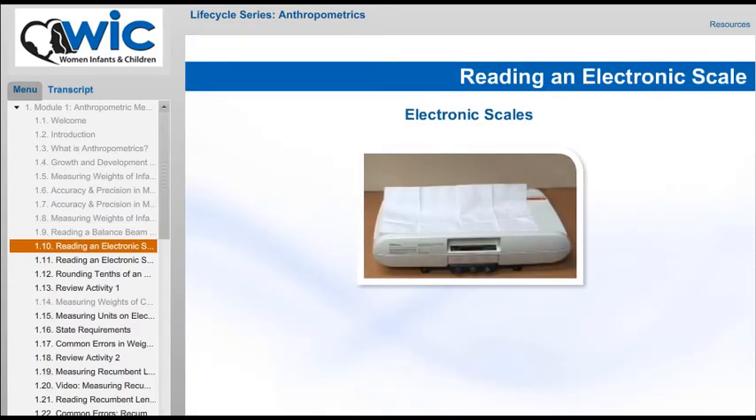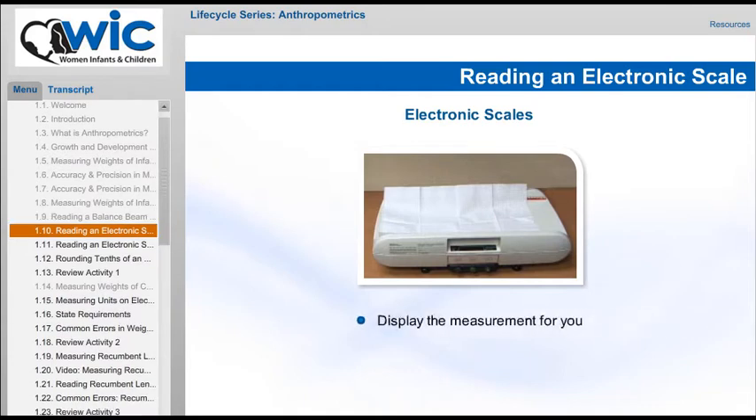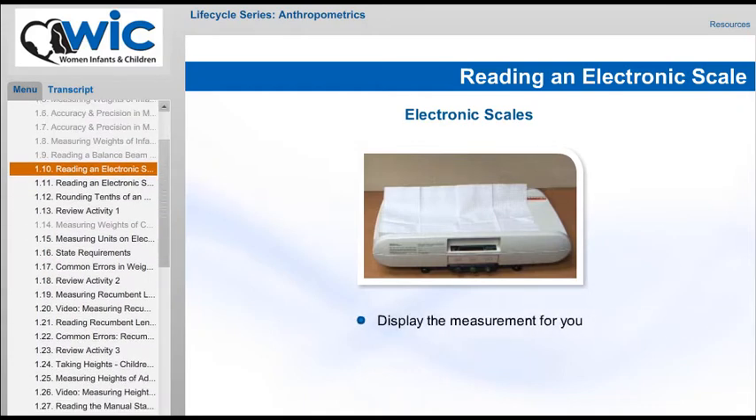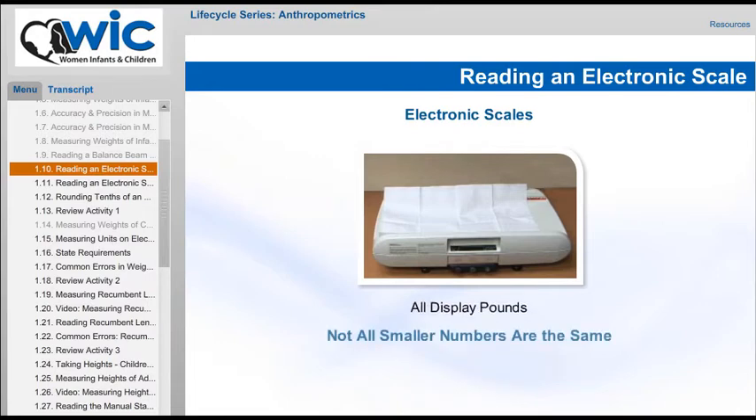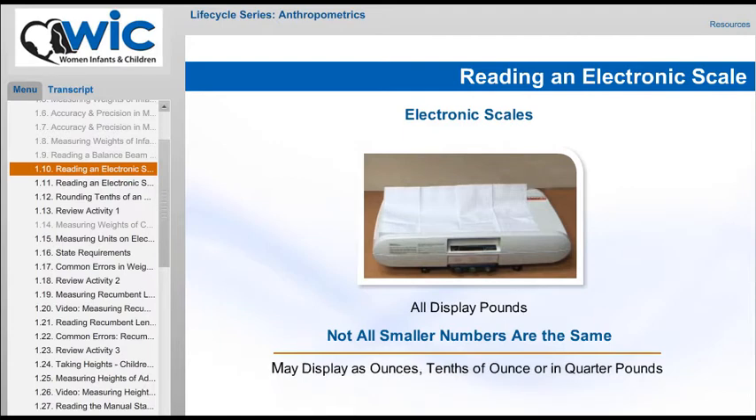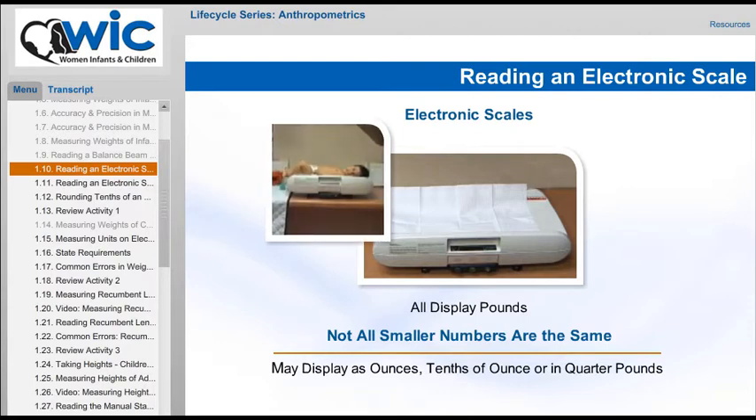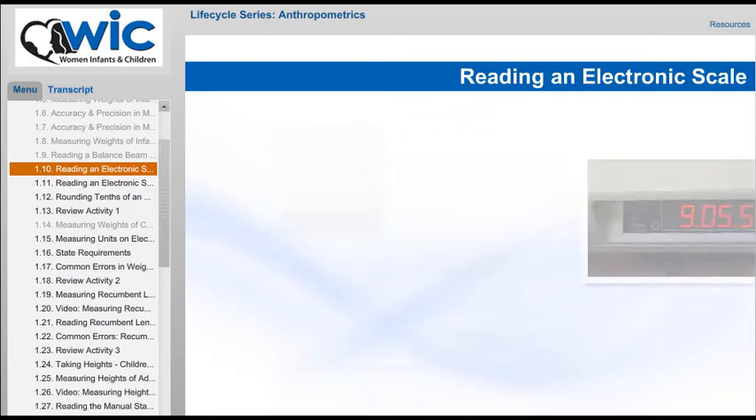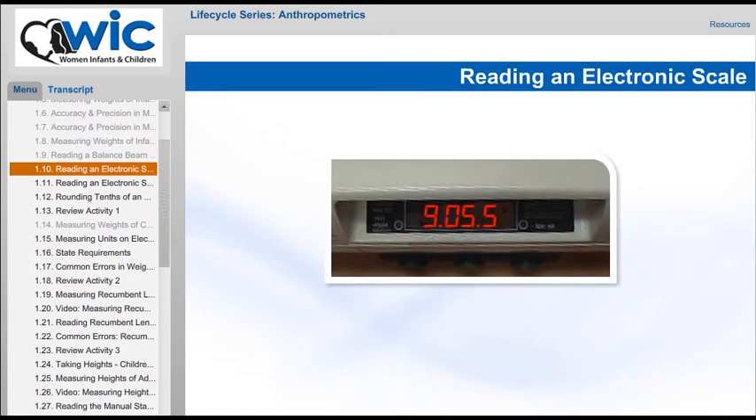Electronic scales are a bit easier to read because they display the measurement for you. However, not all infant electronic scales display the same units of measurement. Same for the adult electronic scales too. Now, electronic scales do all display pounds, but I'm talking about how they display the smaller units, such as tenths of an ounce, tenths of a pound, or quarter pound units. These smaller units, especially with infants who don't weigh that much to begin with, can mean a big difference in determining risk. Here's an image of the electronic scale.